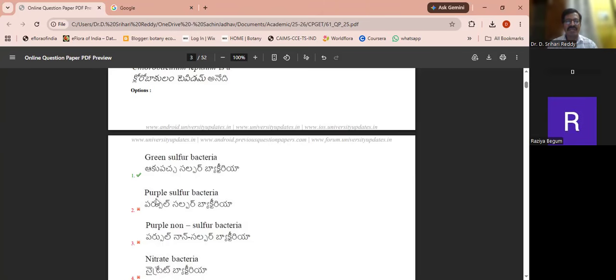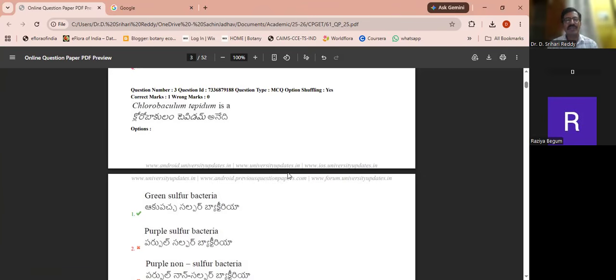There is one more, purple sulfur bacteria, and purple non-sulfur bacteria. So all these bacteria, in fact, are photoautotrophic bacteria. And there is a difference also. So they may ask some other questions related to this. That is, what is the source of hydrogen?